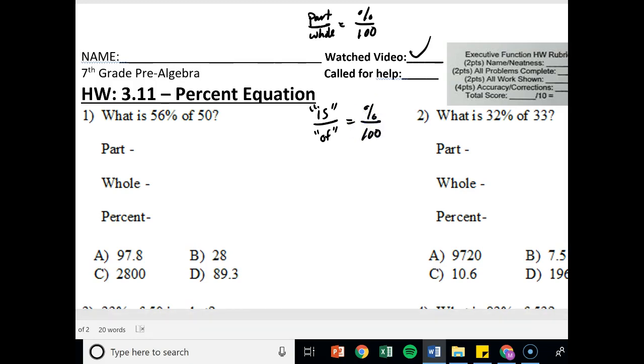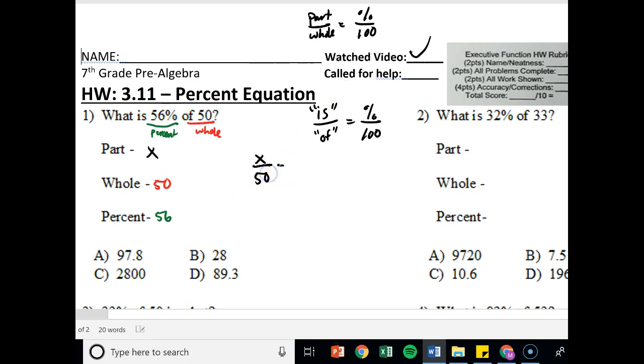So if I have a 56%, that is obviously a percent. If I have of 50, that is obviously a whole. So I'll put 50 there, 56 there, and x right there. Right? So now I just go ahead and solve this. So I have x over 50 is equal to 56 over 100. And let me be a little bit more clear about that 50 being red.